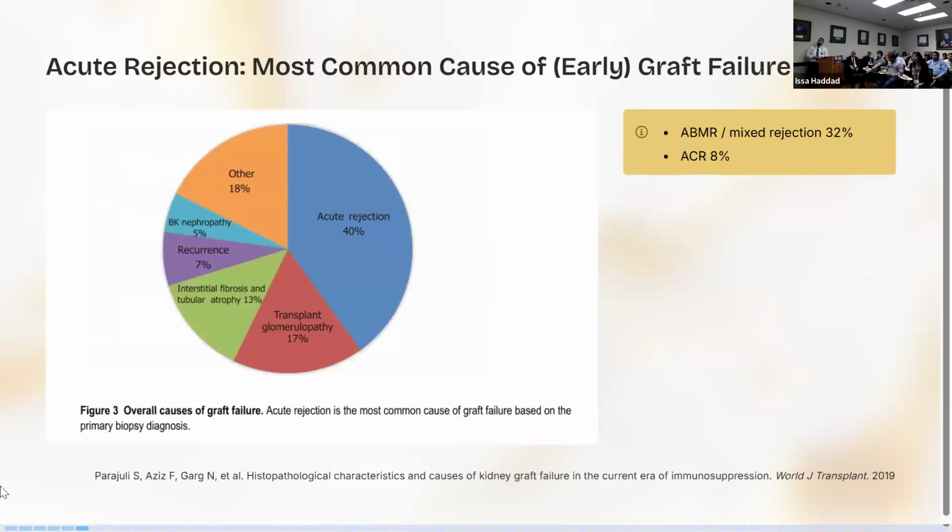And when they looked at the most common cause of graft loss, acute rejection accounted for most of the early graft failure. In this study, they defined early as up to 6 years, and they found that 40% of the graft loss is related to acute rejection. And the 40% is divided into ABMR at 32% and TCMR, T-cell mediated rejection, at 8%.